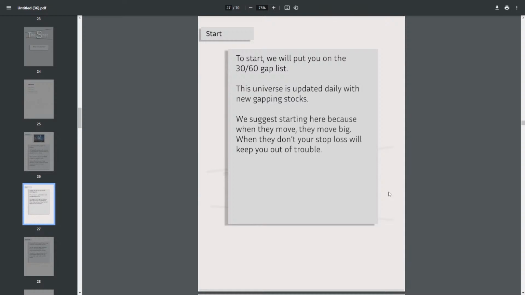The reason we suggest starting here is because when they move, they move very, very big. And when they don't, your stop loss keeps you out of the trouble. So not every day will the Gapper universe just roll out the money for you, but on the few days that it does, if you hold your winning positions, you'll make a lot. And it's so important to start here, in my opinion, because you can practice your tight stops.